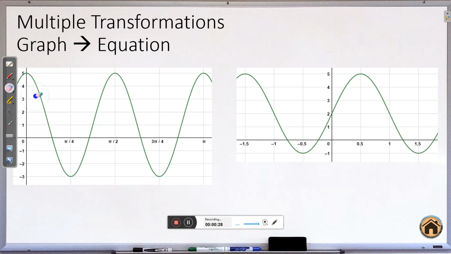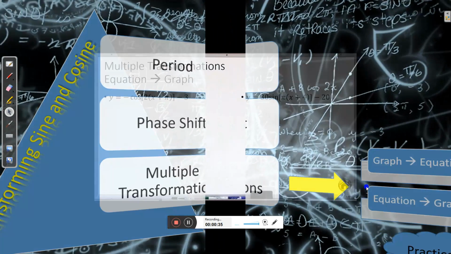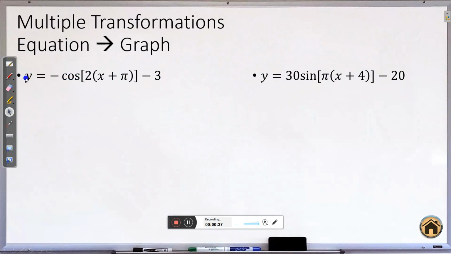All right, one more thing to do here. We have to go from equation to graph. So let's try out one of those. Again, we'll probably only do one of these. I'm going to choose the one on the right. I think that one's a little bit harder.